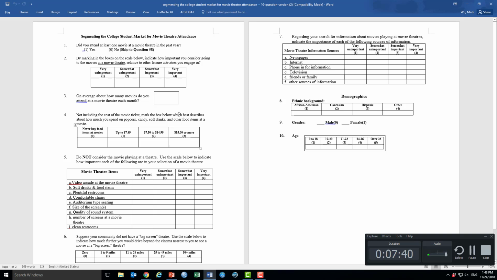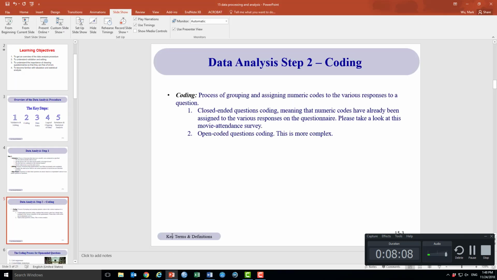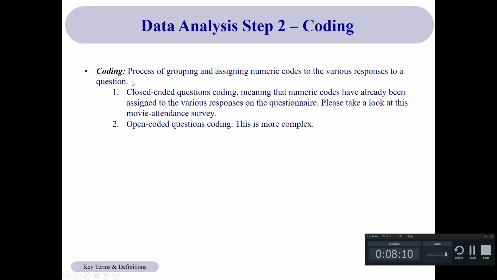For example, if you look at question number 2, we have very unimportant coded as 1, somewhat unimportant as 2, somewhat important as 3, and very important as 4. If you look at all 10 questions, they're pre-coded because they are all closed-ended questions. So closed-ended questions are very, very easy to code.